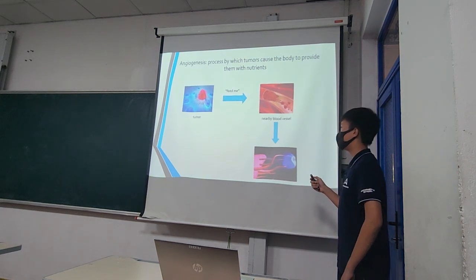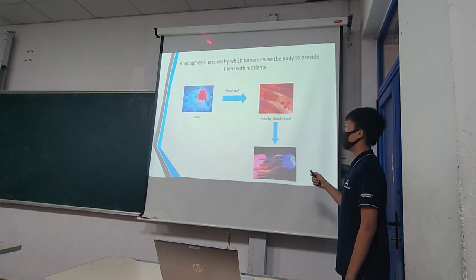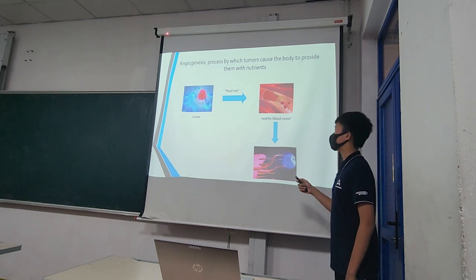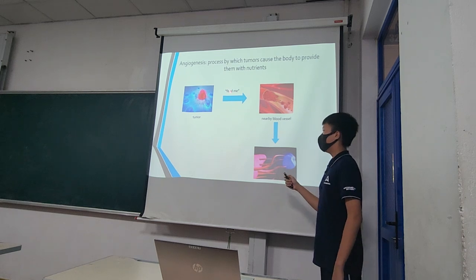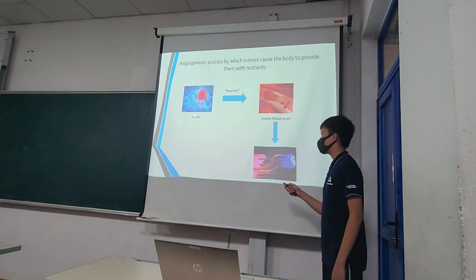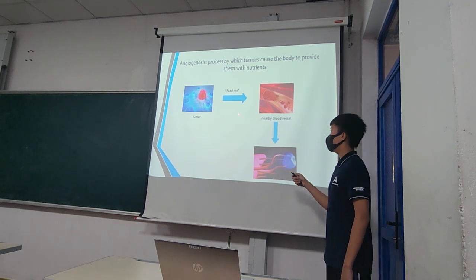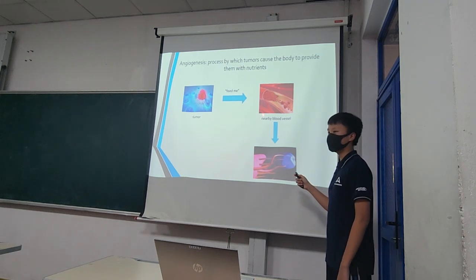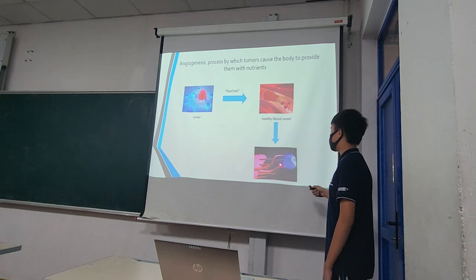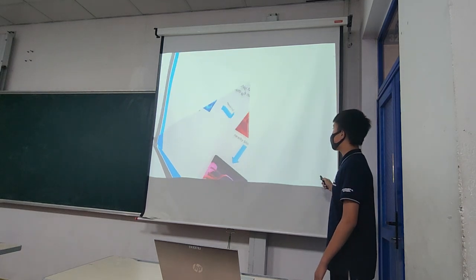Next, I'll talk about a really important process with the cancer cells. It's called angiogenesis. Angiogenesis process is a process by which tumors cause the body to provide them with nutrients. Here's how it works. First of all, the tumor here, which is the bigger version of a cancer cell, will send a signal like "feed me" to the nearby blood vessels, and they will start to send some extensions over here, you see, to the tumor and deliver oxygen and nutrients to them.